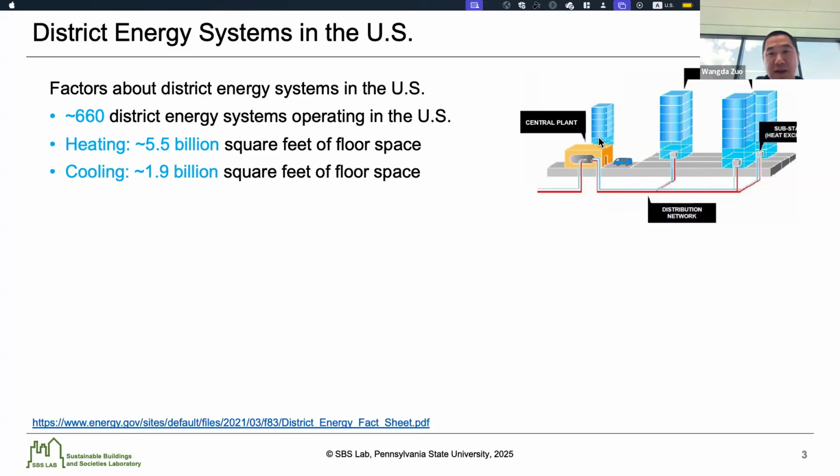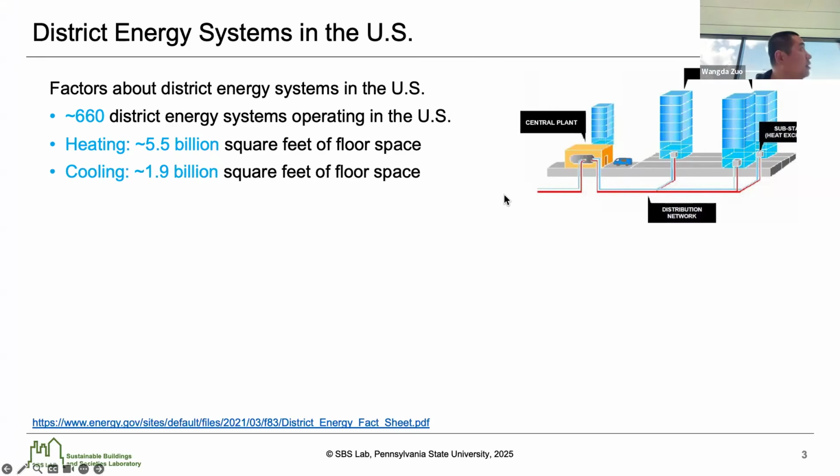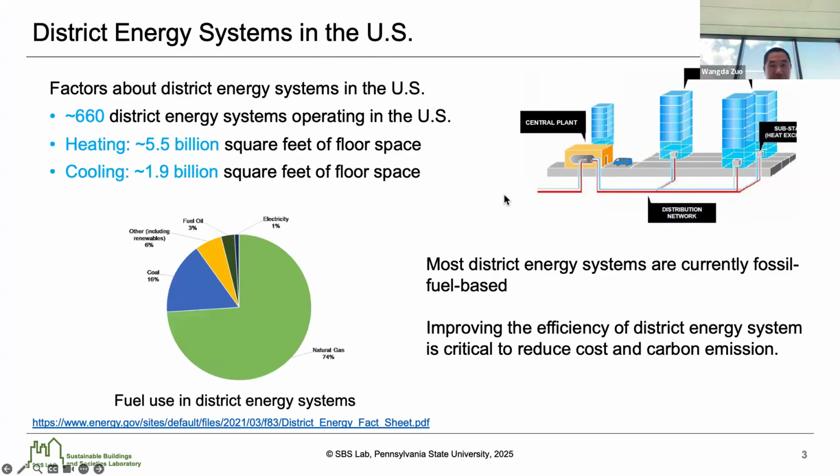If you think about large airports, they all use district heating or district cooling systems to support space conditioning. In terms of energy consumption, most district energy systems, like district heating, are powered by natural gas in the U.S., as you can see here. So if we want to reduce the cost or the related carbon emission, we definitely want to improve the efficiency of our district energy systems.